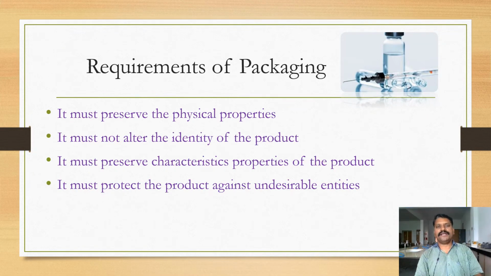Now what are the requirements of packaging material? The first requirement, it must preserve the physical properties. What will happen, suppose a colored container, for example a blue color, sky blue color rubber closure, you are going to use for the packaging of vials or injections. Sometimes the color or color pigment will leach into the content or solution, and the transparent or colorless solution becomes bluish. So it must preserve the physical properties of the content.